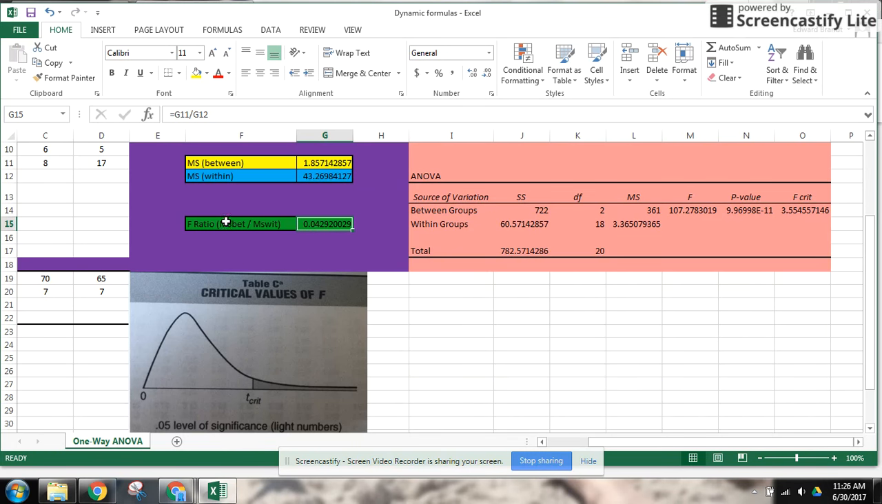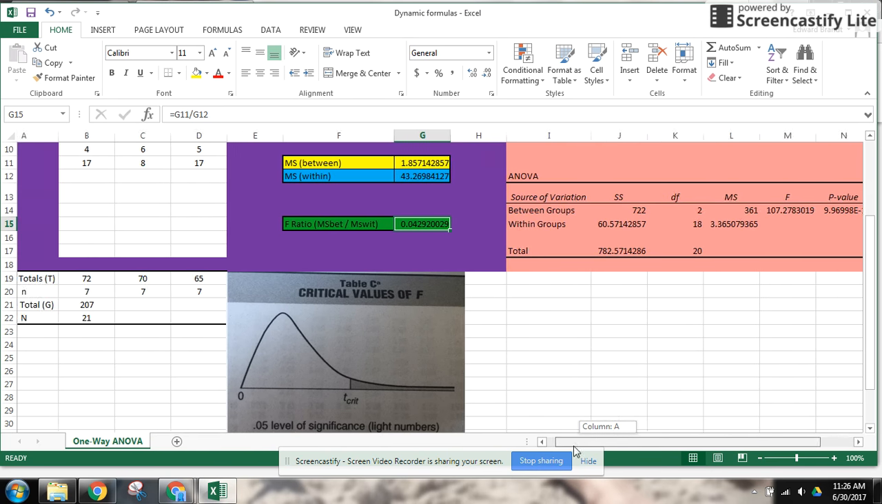And in this case, after I moved the values around, that made the F ratio way up to the left here, very close to 0. Not even close at all to that critical value of 3.55. And in this case, we accept the null hypothesis. The null hypothesis in this case would be that there is no significant difference between any of the groups.